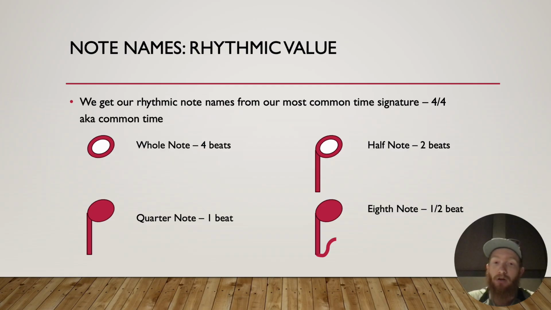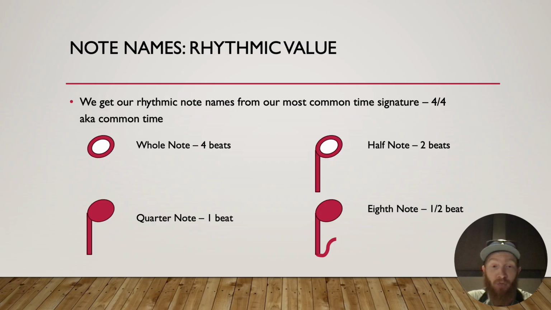Let's review real quick our rhythmic note values. We get our names for these notes in common time, and it makes the most sense in common time. We have whole notes, which are worth 4 beats. And in 4/4, 4 beats is a whole measure, right? Which makes whole note, whole measure. Half notes, 2 beats, which is half a measure. Quarter note is a quarter of the measure, right? And then eighth would be half a beat or an eighth of the measure, right?